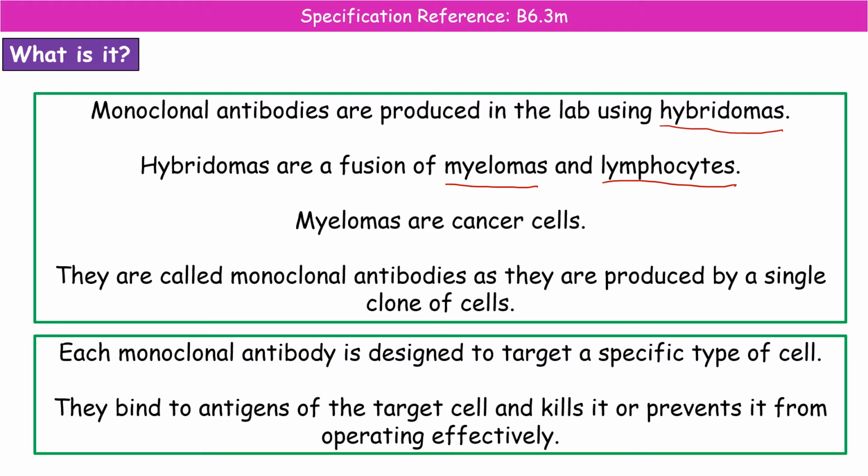So that means the monoclonal antibody we make with that one particular clone of cells is going to target one specific type of cell. The way they do that, they bind to the antigens on the surface of our target cell, kill it or prevent it from operating effectively, depending on obviously the mode of action there.